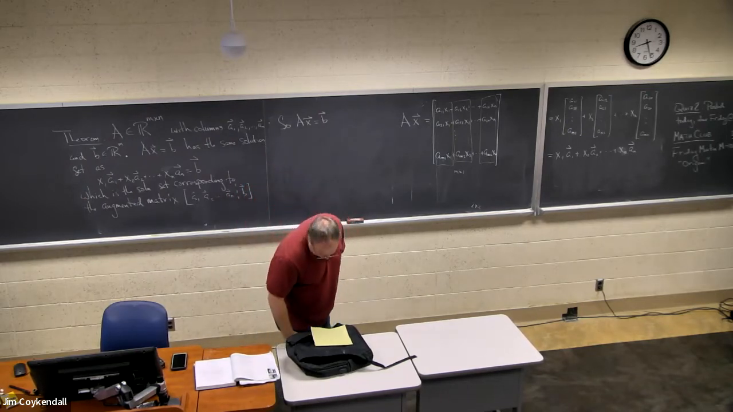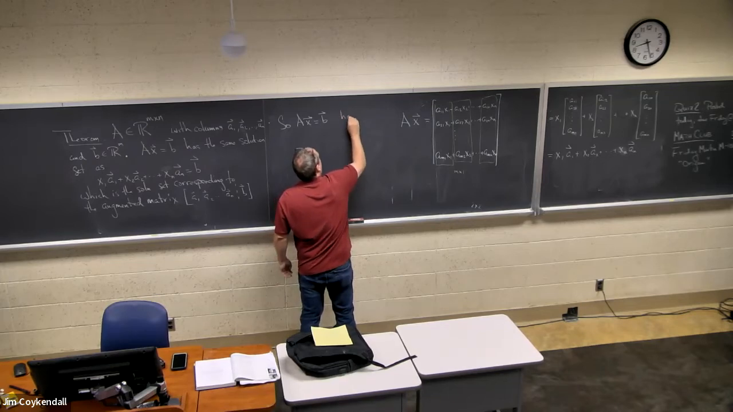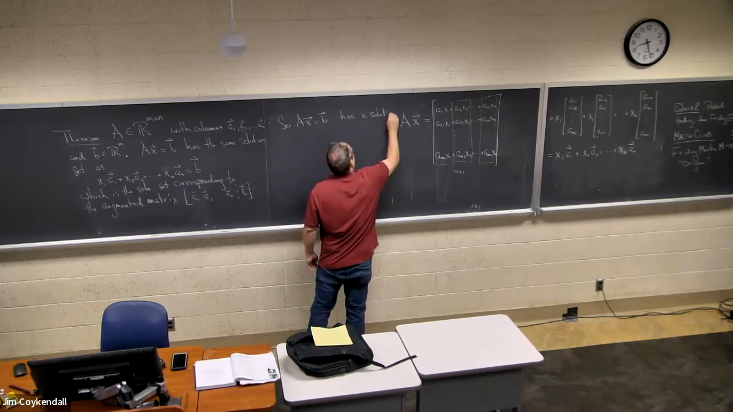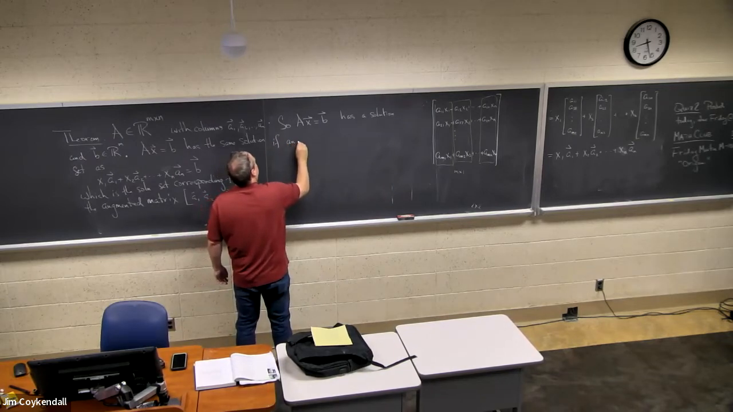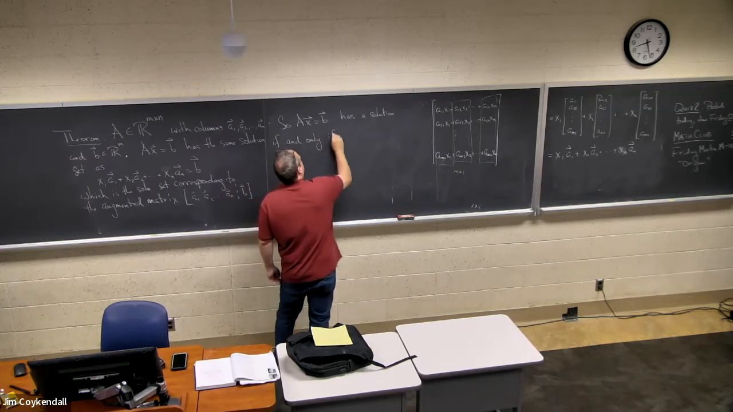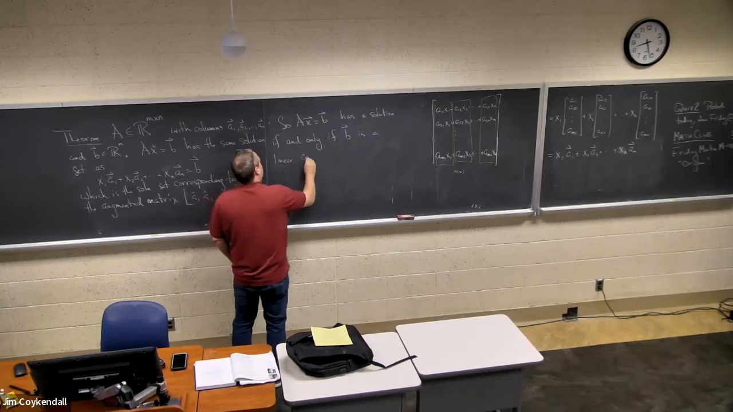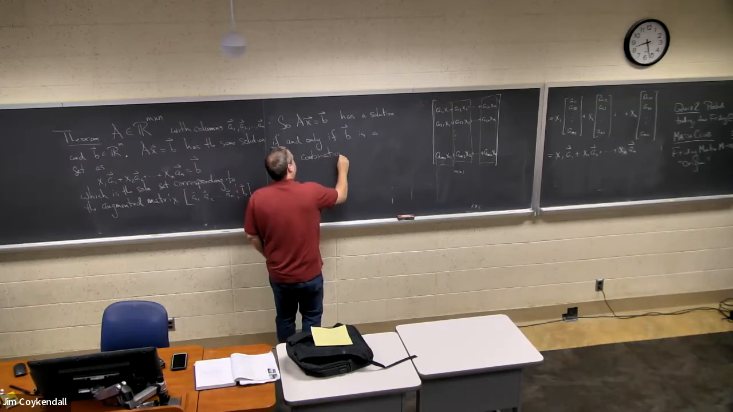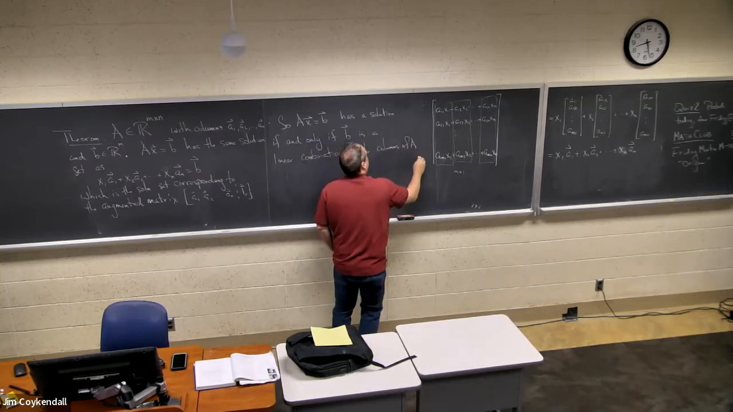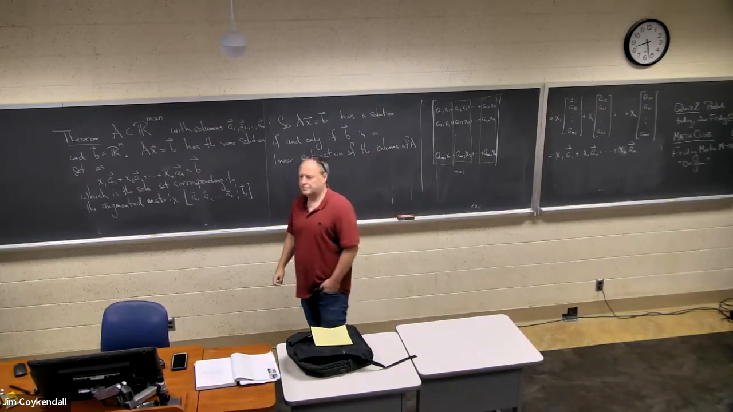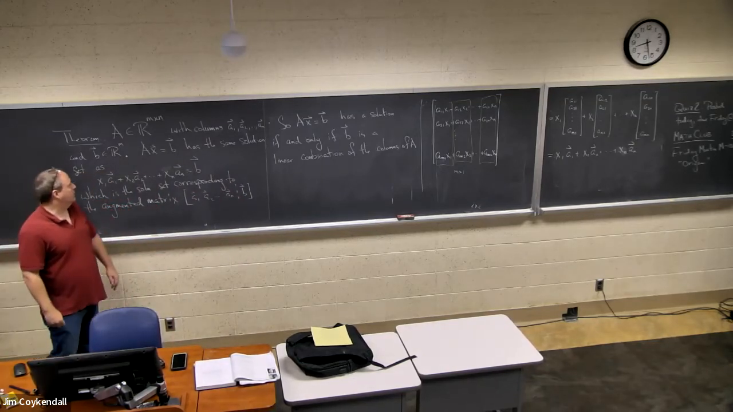The matrix equation AX equals B has a solution if and only if B is a linear combination of columns of A. Let me recall what it means to be a linear combination of the columns of A.